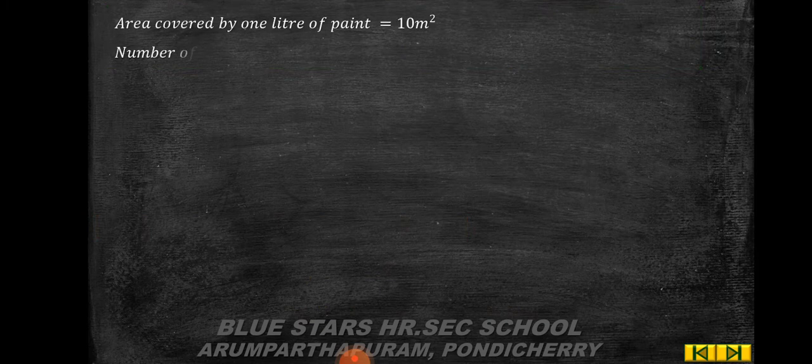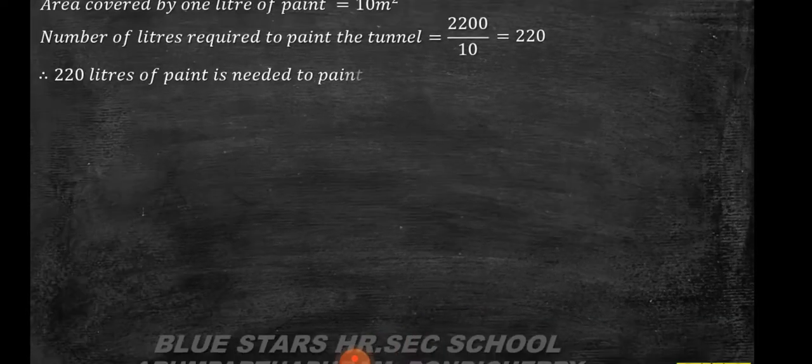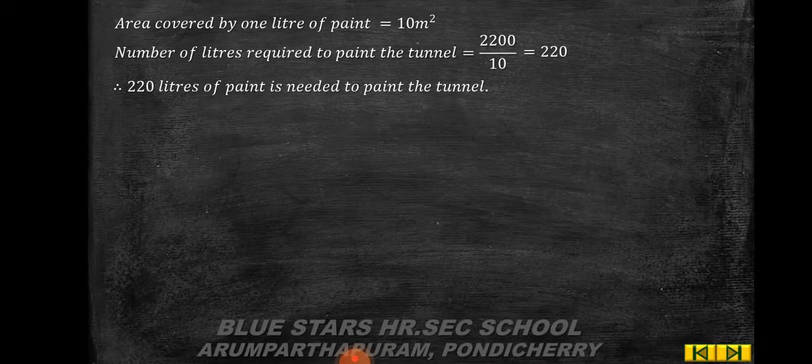Area covered by 1 liter of paint is 10 meter square. So number of liters required to paint the tunnel is equal to 2200 divided by 10, which is equal to 220. Therefore, 220 liters of paint is needed to paint the tunnel.